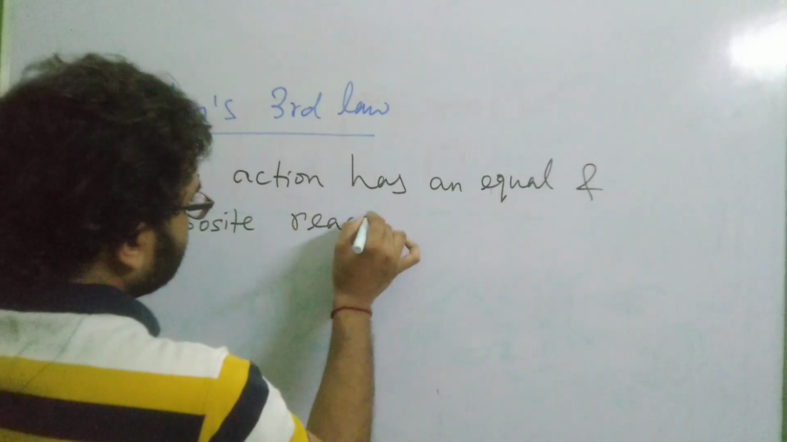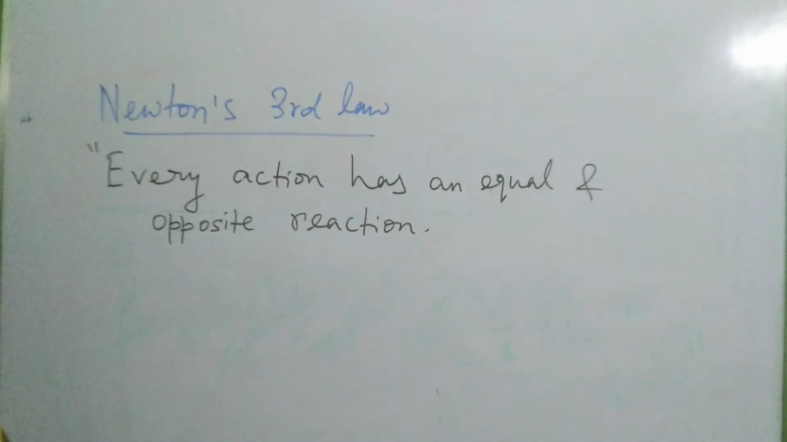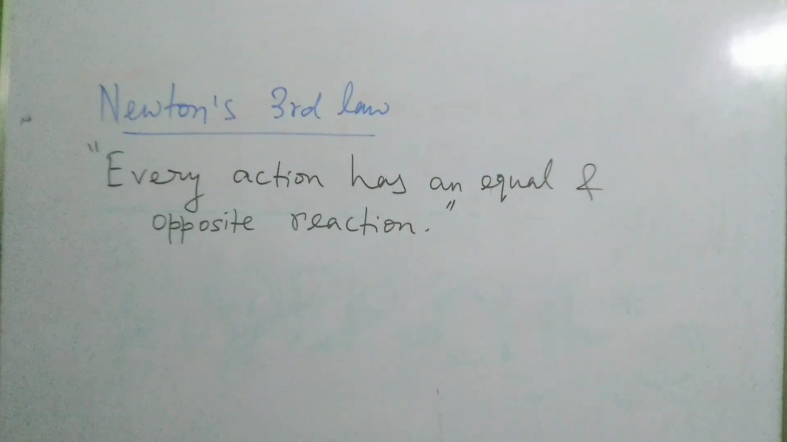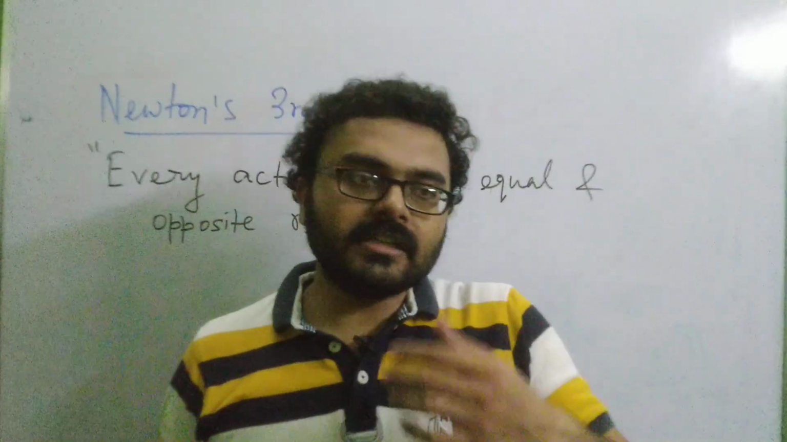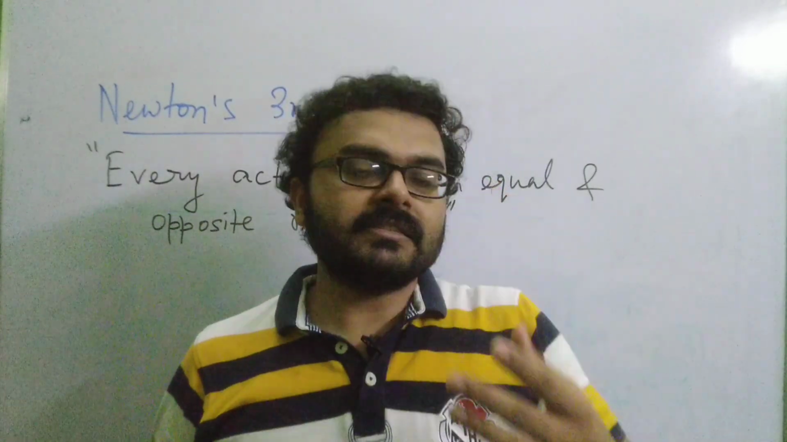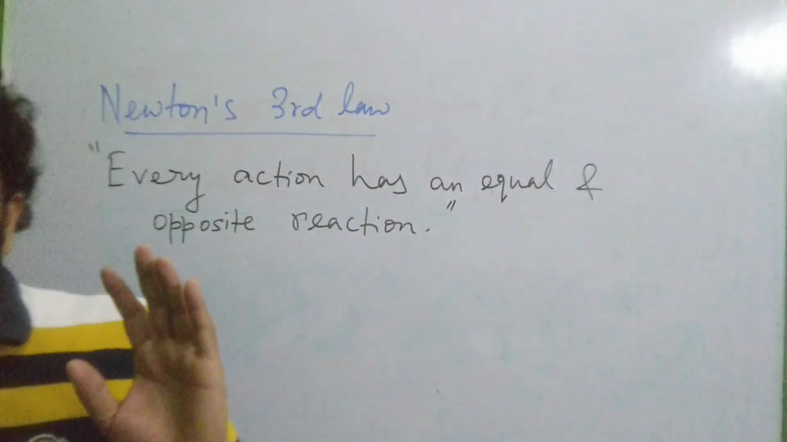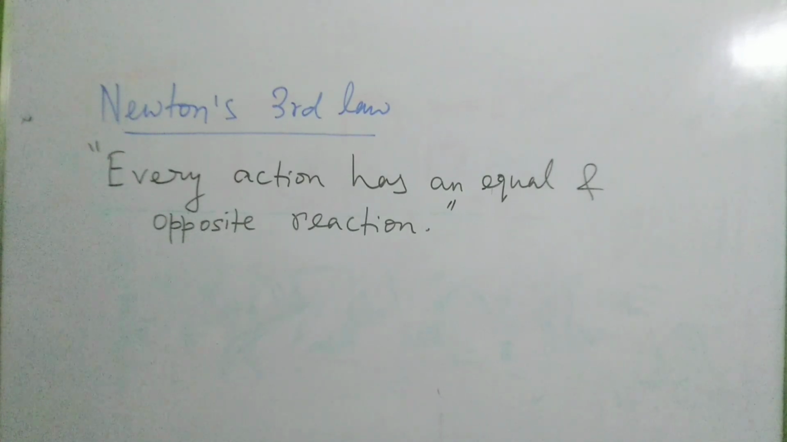So what is this action and reaction? Basically these are forces, action and reaction forces. Whenever there is an action force, there is also a reaction force. So basically these action and reaction forces exist in pairs. This is the statement of Newton's third law in a very simplified manner. Now what is the actual meaning that this law is trying to convey? That is very important.